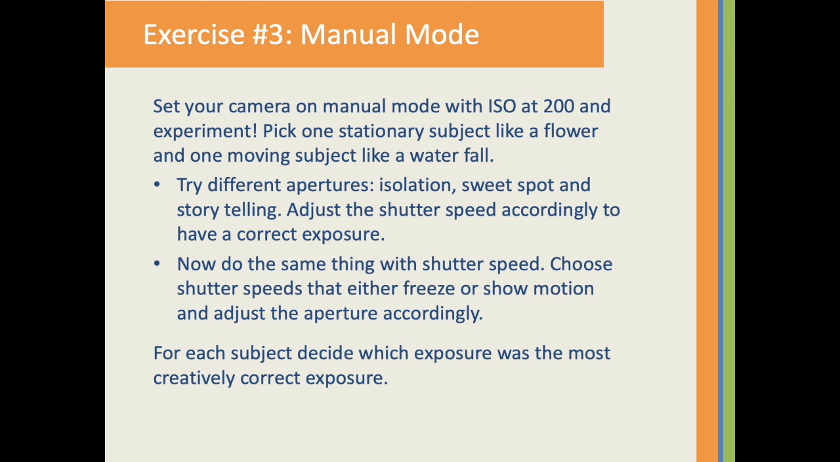The last exercise is to make sure that you get comfortable with manual mode. So again, please shoot outside and set your ISO at 200. With a stationary subject, like a flower, you are going to try different apertures: isolation, sweet spot, and storytelling. The camera won't adjust the shutter speed and the ISO for you because you'll be in manual mode, and so you'll have to do that yourself to get a correct exposure.